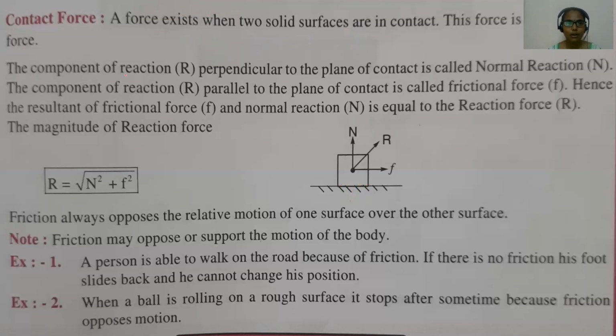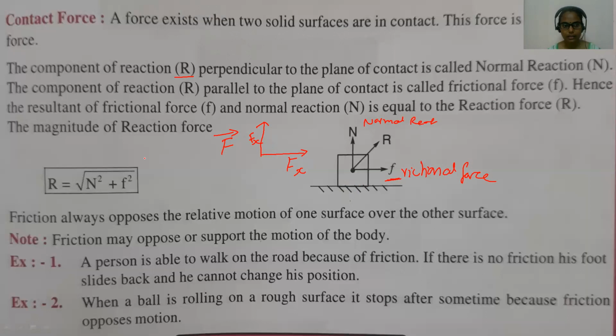Next, the components of the reaction. We can divide the force into two components, because force is a vector quantity, right? Vectors we can always write in terms of their components. So two components, horizontal component and vertical component. The horizontal component we call the frictional force, right children? The horizontal component is called frictional force and the vertical component is called normal reaction. Okay children, what is contact force?